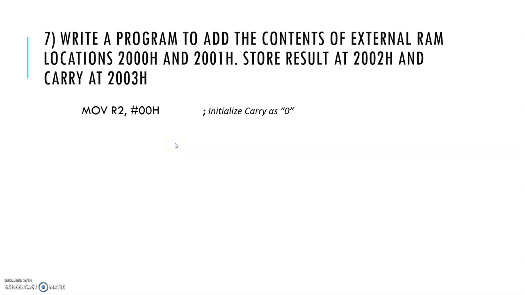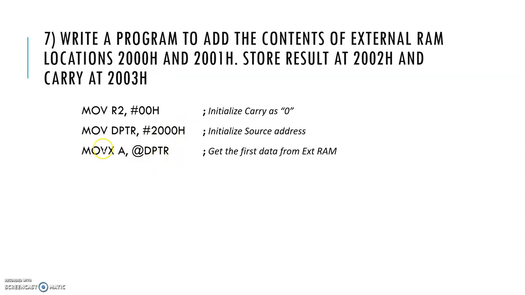First we use a register to store the carry, so initially clear the register. For external access we use the data pointer register, so DPTR is used for the external access. We need to initialize the DPTR with the first location, that is 2000 hex. For transferring data from external RAM, we use the MOVX instruction. So MOVX means move from external RAM.